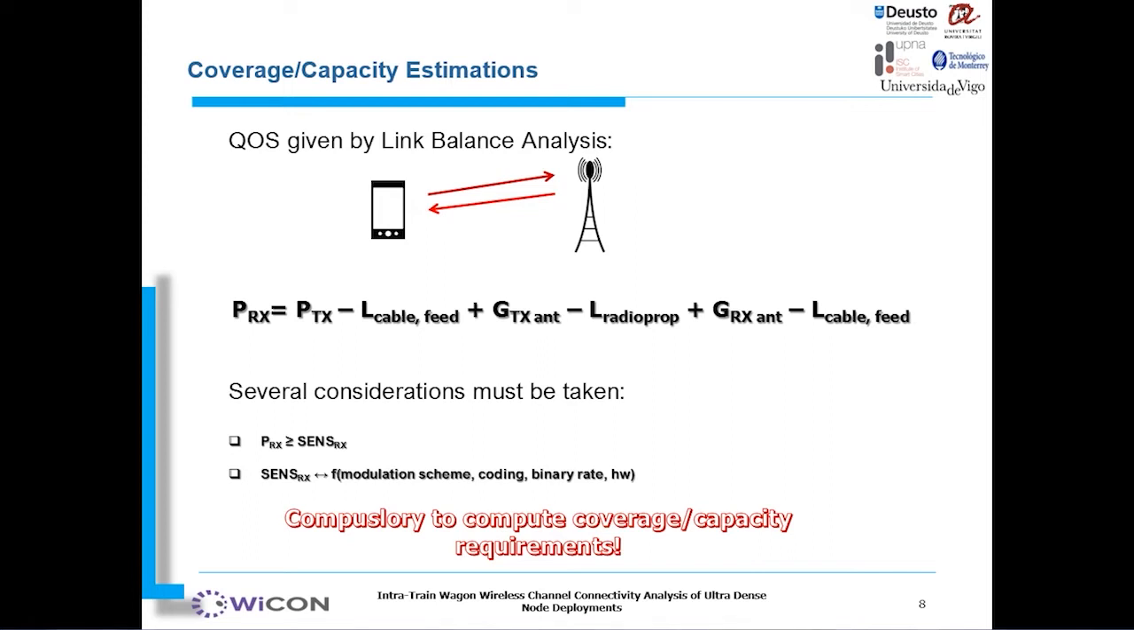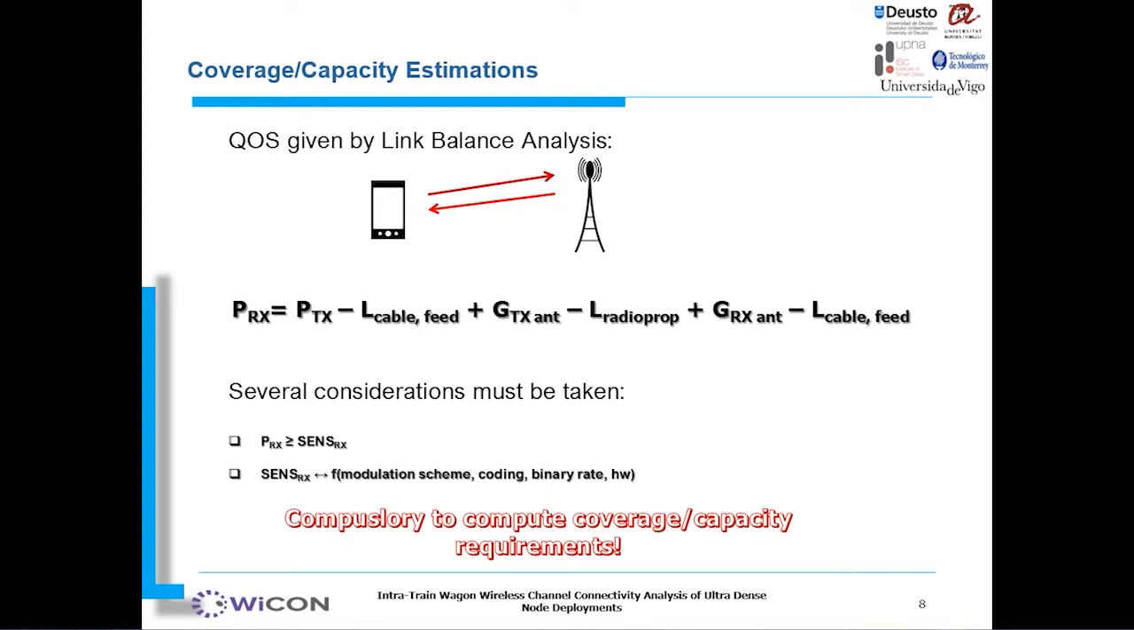Now, we need to comply with these relations in order to provide adequate links that are going to give bit error rates below the requirements for providing the service. So it is compulsory to compute the coverage and capacity requirements for each one of the cases.